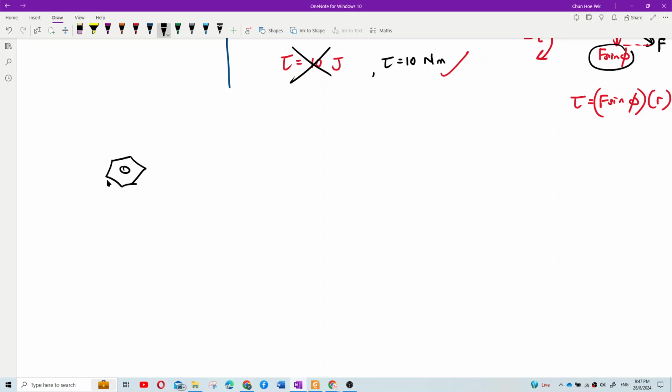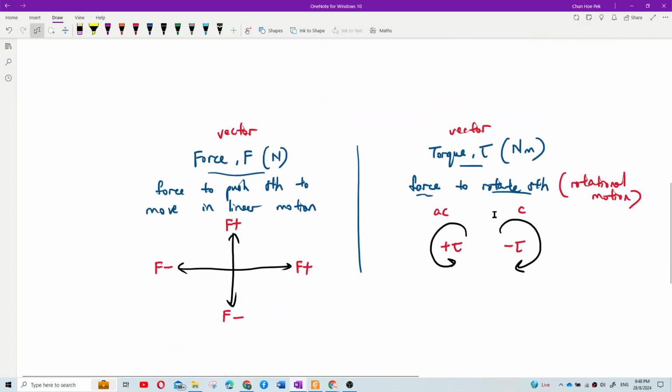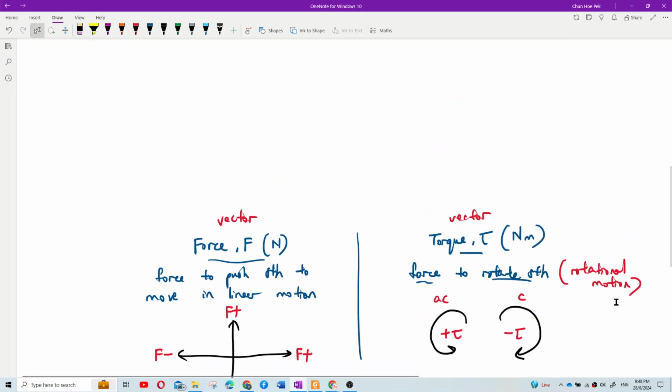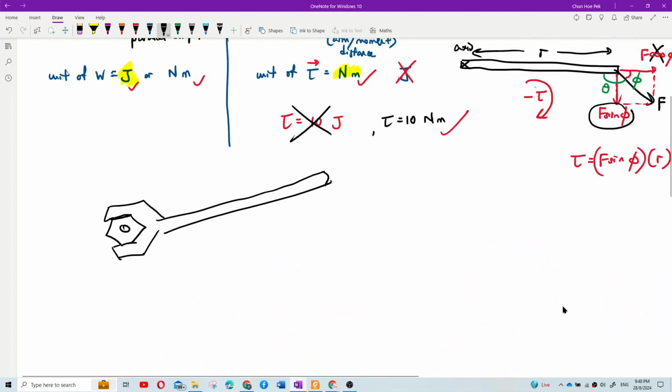Moreover, if it's rusty, what do you need? You need a spanner. Why do you need a spanner? Because it applies the concept of torque. Understand? So torque, as I said, is a force to rotate something, a force to make a rotational motion happen. So look at the formula again. Torque is F R sine theta.